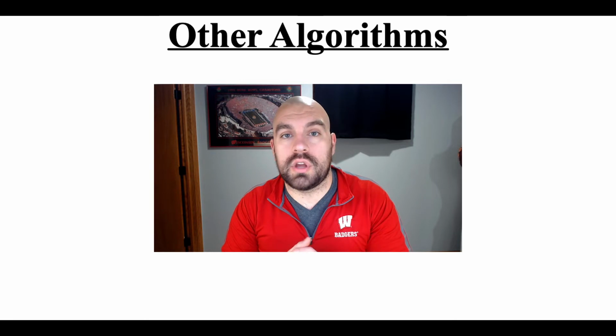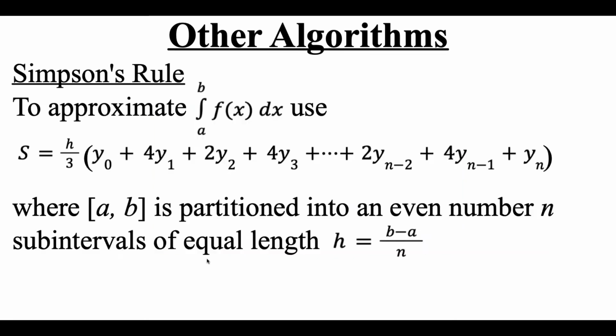In this video, we're going to look at other algorithms. The rule that we're going to focus on is called Simpson's rule. If we want to approximate the integral of some function f of x dx from a to b, then Simpson's rule, or S, says that we're going to take h over 3 and multiply it by a whole bunch of y values, similar to what we did with our trapezoidal rule.